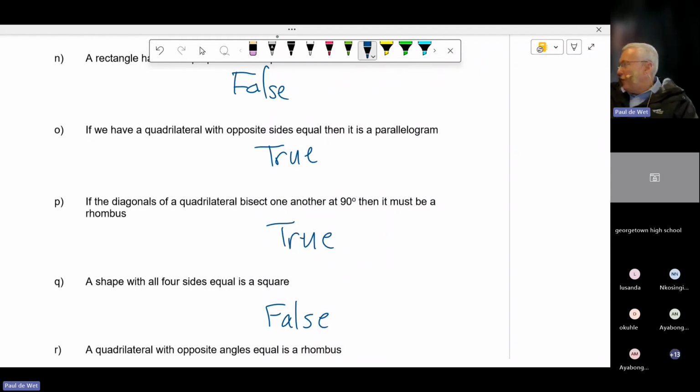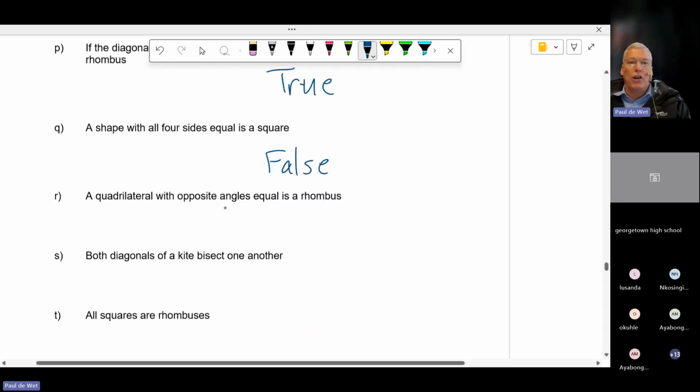This has got all four sides equal. Is it a square? No. It could be a rhombus. A quadrilateral with opposite angles equal is a rhombus. False. It could be a parallelogram without being a rhombus.